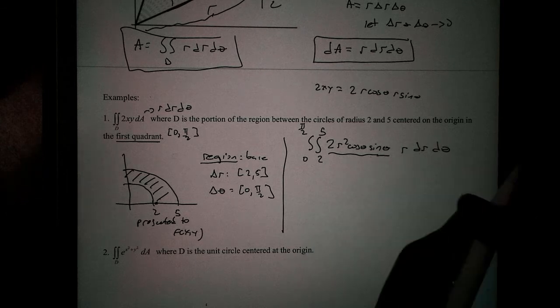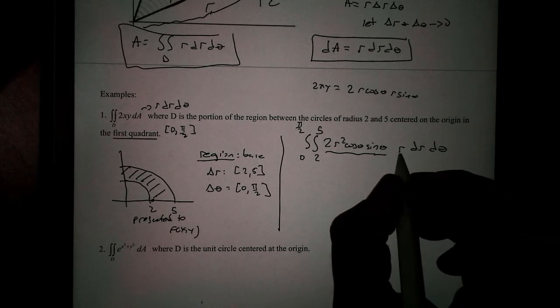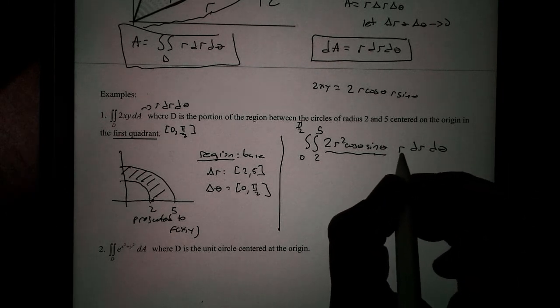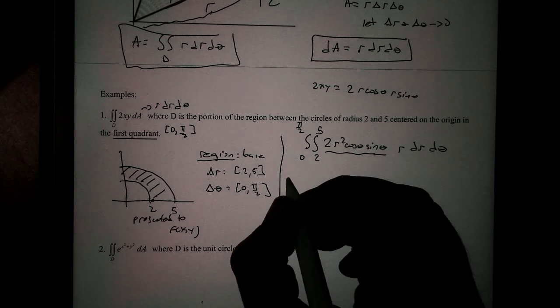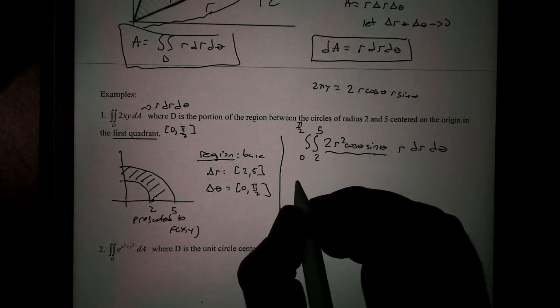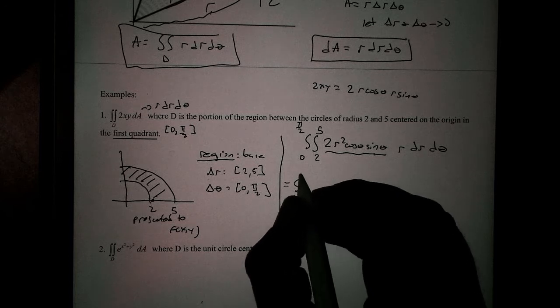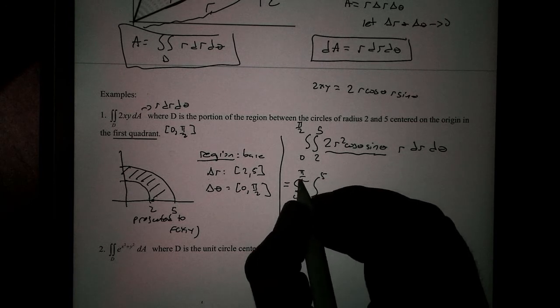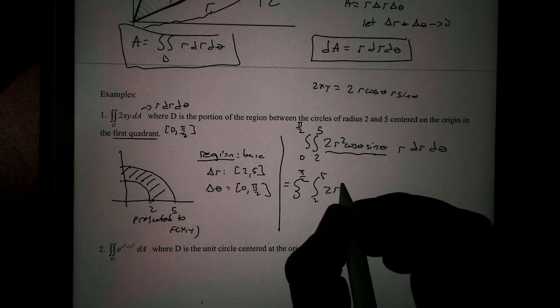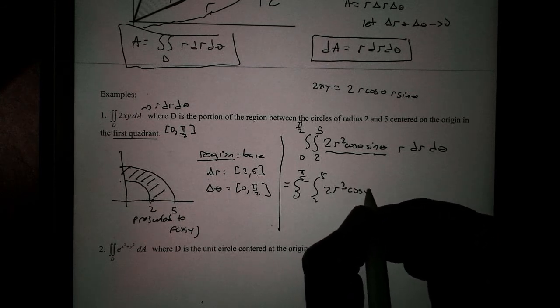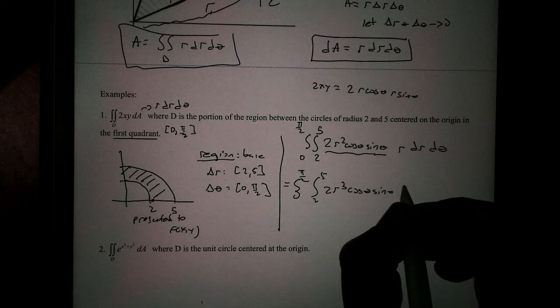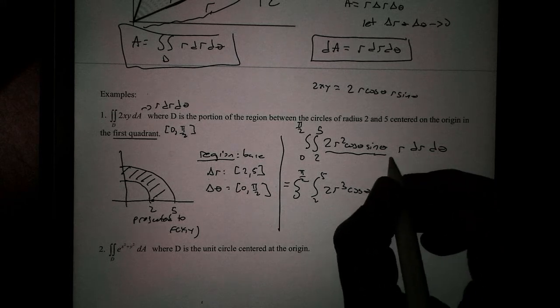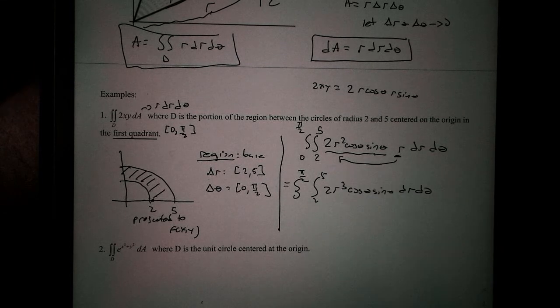All right, so let's take a look here. If I rewrite this one as r times r squared, I can write this as the integral from 0 to pi over 2, 2 to 5, and this becomes 2r cubed cosine theta sine theta dr d theta. Don't forget that r right there. Always tack it onto another r if you have it. This way you don't forget about it.